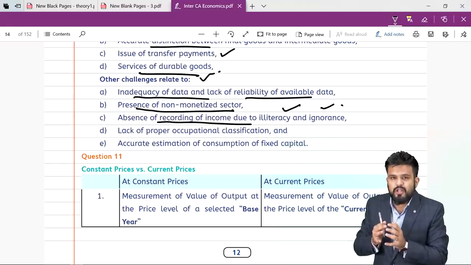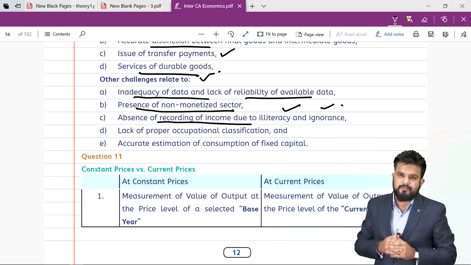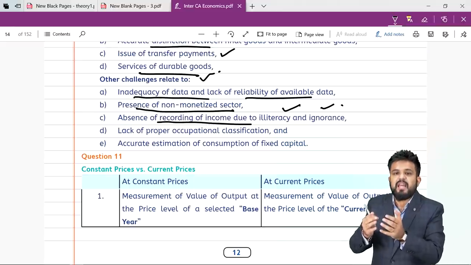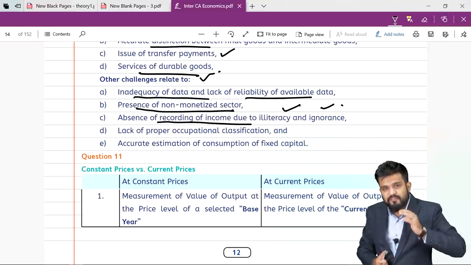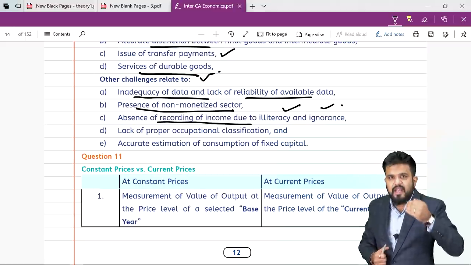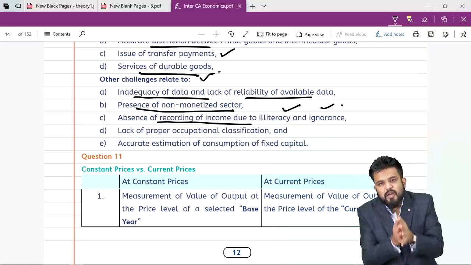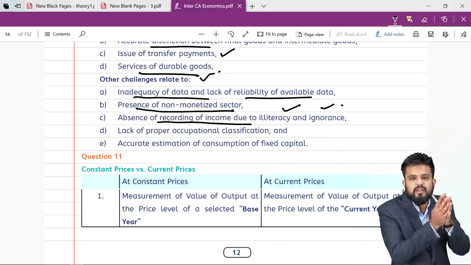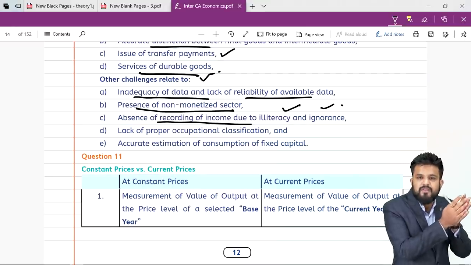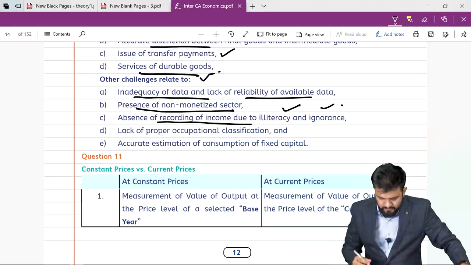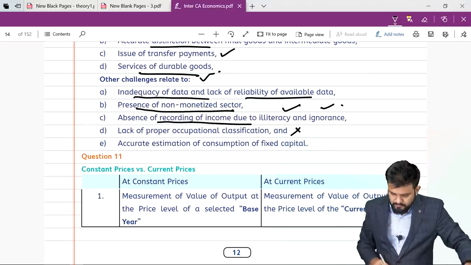Illiteracy, ignorance, people don't know what is right, what is wrong. Today also they prefer taking loans from money lenders and zamindars. If they are more towards banking, if they time to time update their passbook, if they file income tax returns, then can I say proper information and data regarding a person's income and expenditure will reach the government, that is the CSO? So because of this, again, the country has to face the problem.